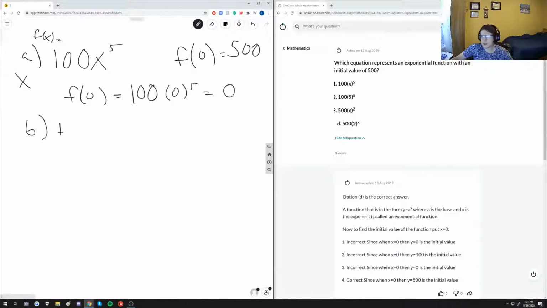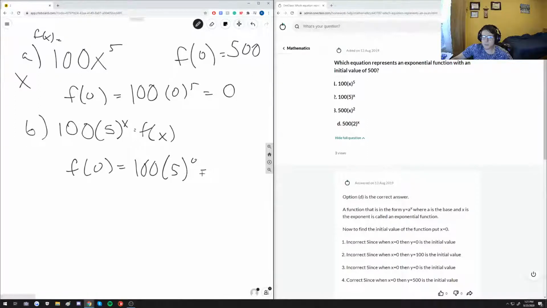Now we're going to look at the second equation. Sorry, I got that wrong. So 100 times 5 to the x power is equal to f of x. We want to plug in x equals 0 again in this case. We get 100 times 5 to the 0th power.